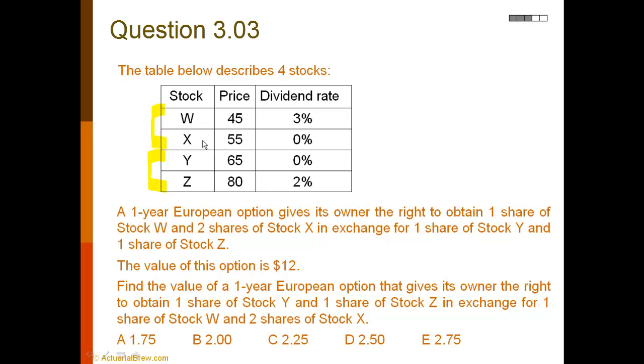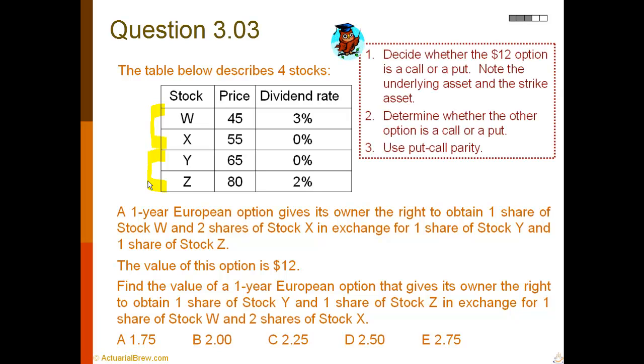If that option is a call option, that would mean that 1 share of W and 2 shares of stock X is the underlying asset, and 1 share of Y and 1 share of Z is the strike asset. We can treat this $12 option as either a put option or a call option, but in the solution that I'm about to show you, I decided to treat it as a call option. That means then that the underlying asset consists of W and X, and the strike asset consists of Y and Z.